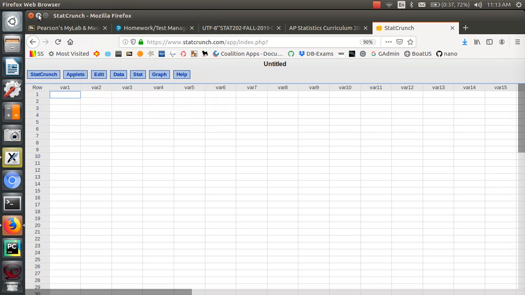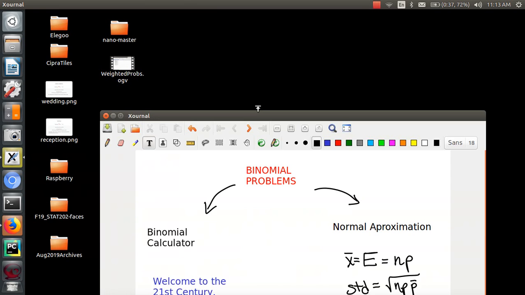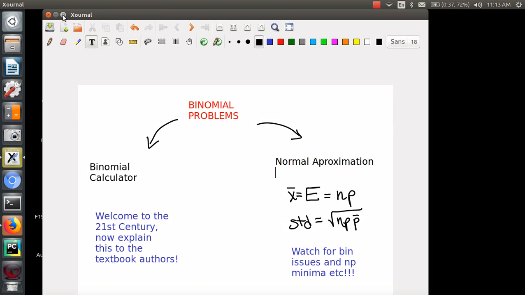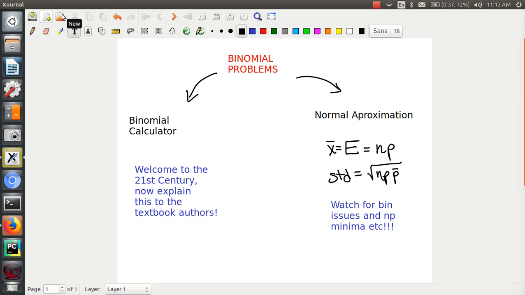So this demo is about binomials. Binomial problems, you have two options and you don't really have a choice. The problem in your homework either wants you to use a binomial calculator or the normal approximation.